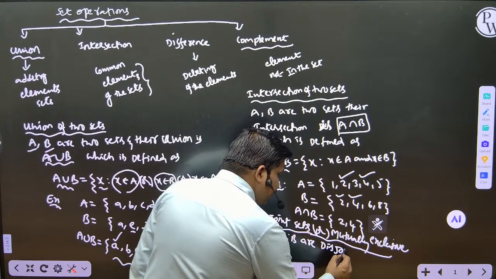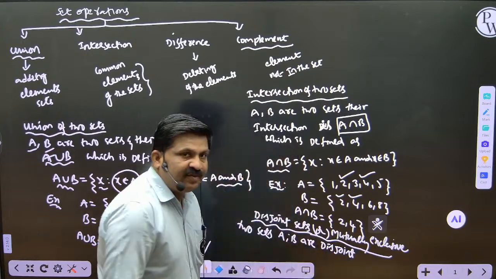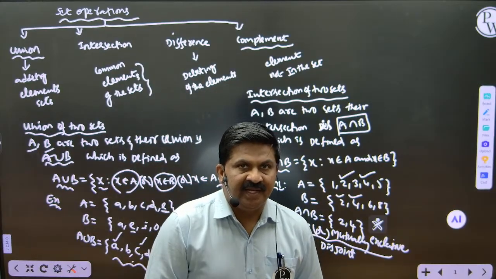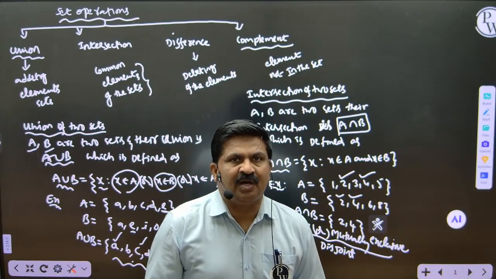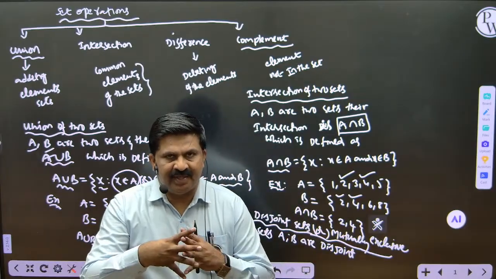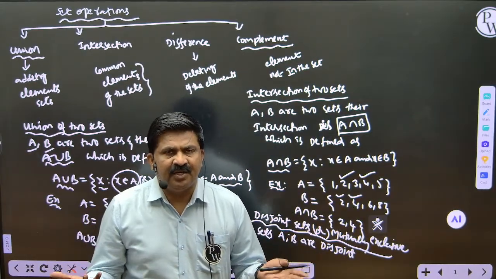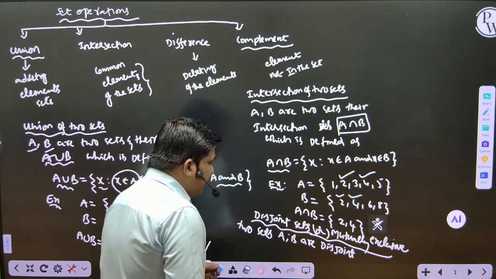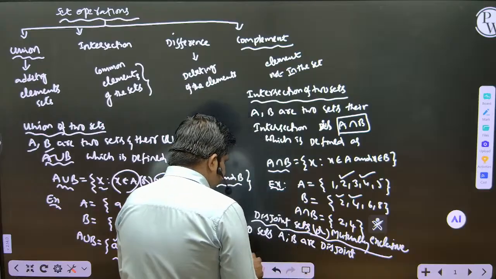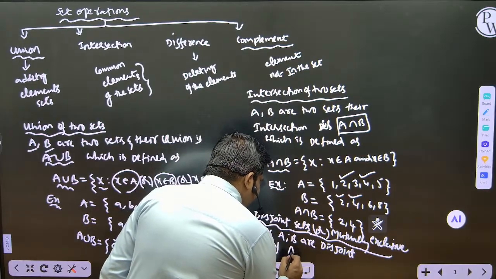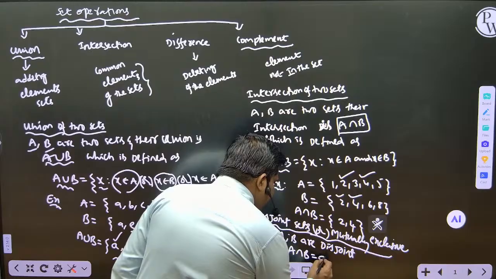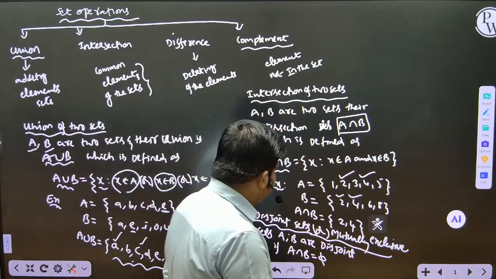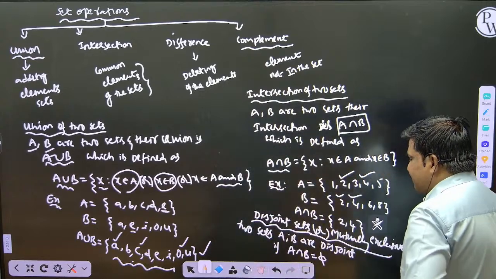disjoint. Now, what is the meaning? The meaning itself you can see: joint means common, disjoint means no common. So two sets A, B are disjoint if their intersection is equal to the null set. Two sets A, B are disjoint if their intersection is what?